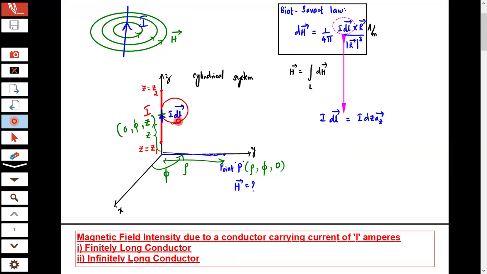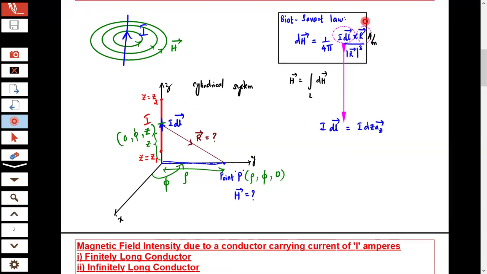If the current element I dL is taken along the length of this conductor, which is running in the z direction, then the dL vector can be written as dz a_z vector, and the I dL current element will be I dz a_z. Next, we need to find the R vector. The R vector should be found knowing the coordinates of the current element and the point P where we are finding the magnetic field intensity.